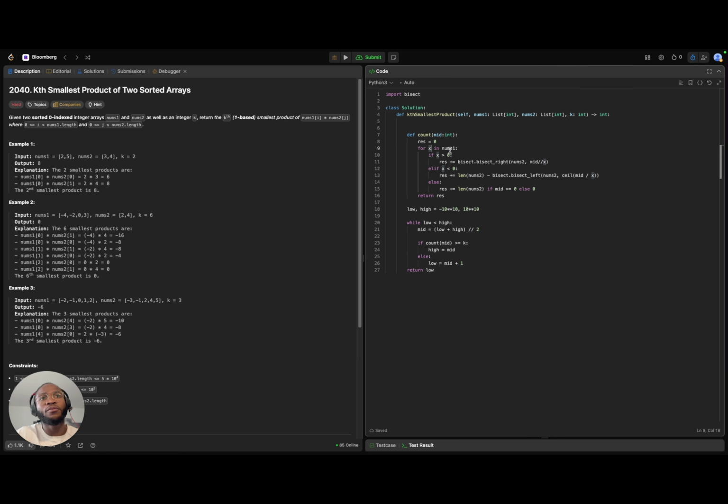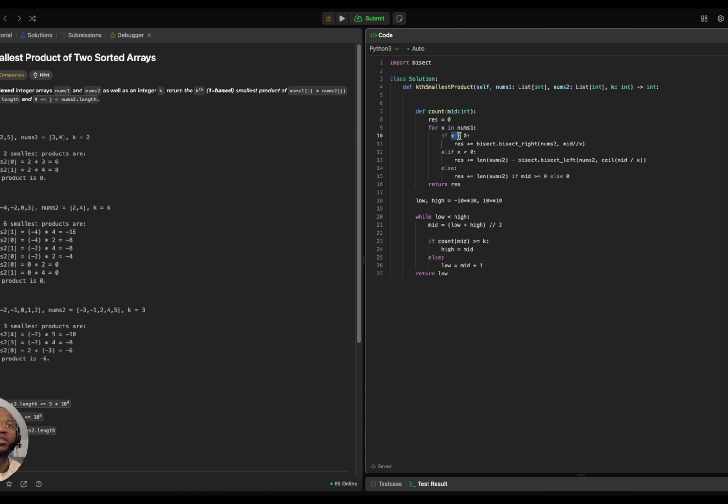So for every element in nums1, we check if the current element we're considering is greater than 0, then we do binary search on nums2. If it's less than 0, we do binary search on nums2, but then we handle a different edge case. You know what, let me just start from when x is equal to 0.